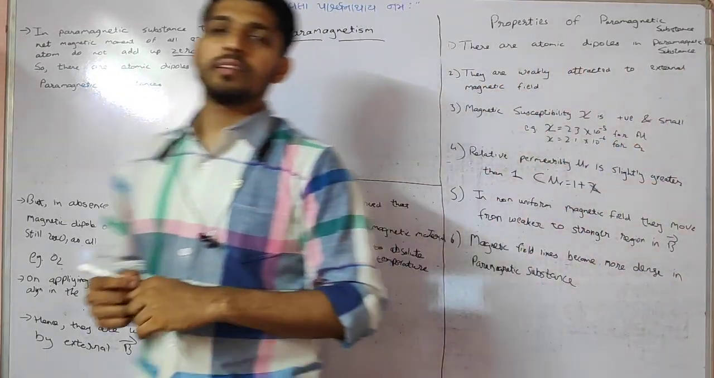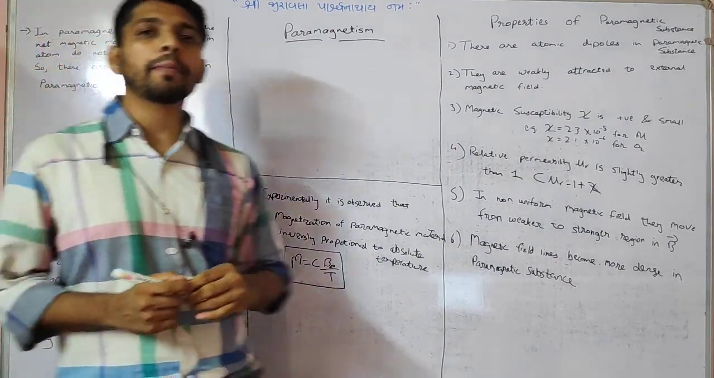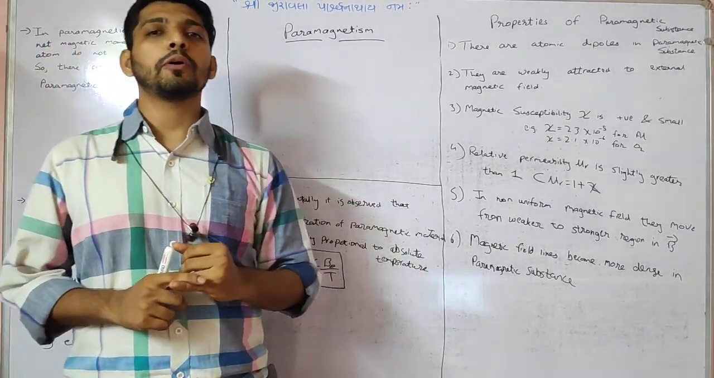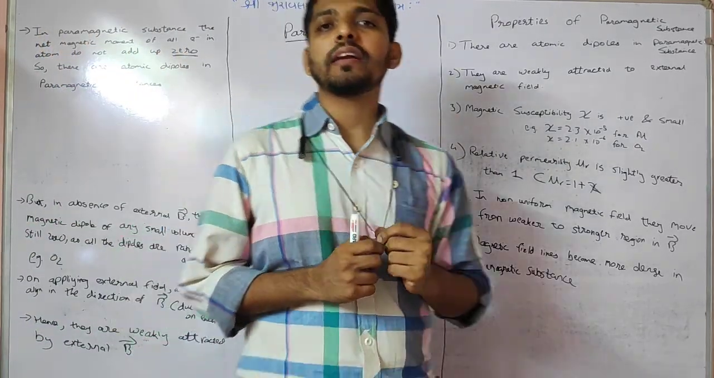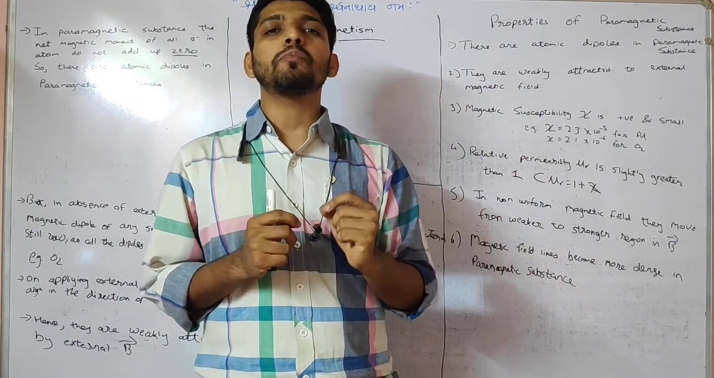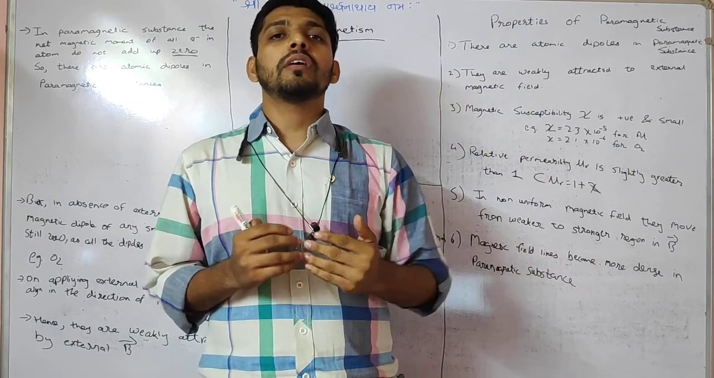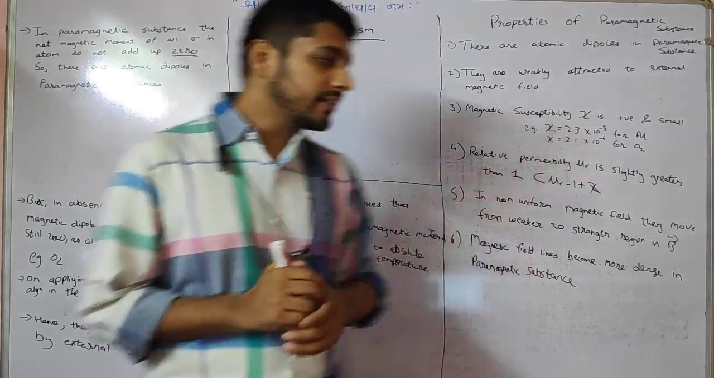Hello students, now we'll be studying about paramagnetism, or you can say the paramagnetic material. Earlier we have seen about diamagnetic material. What was happening in diamagnetic material was the net magnetic dipole moment in an atom was getting equal to 0, because the electrons were cancelling out the effect of each other. But here it is not the case.